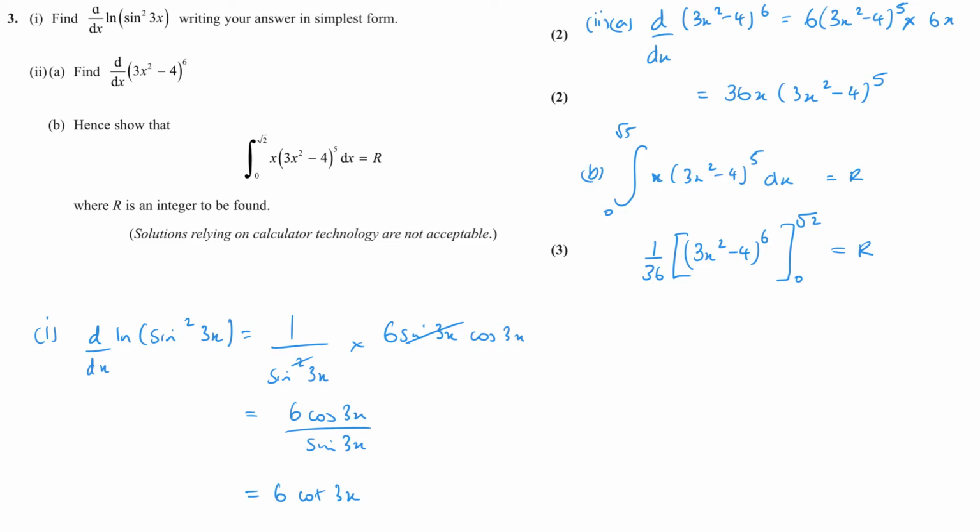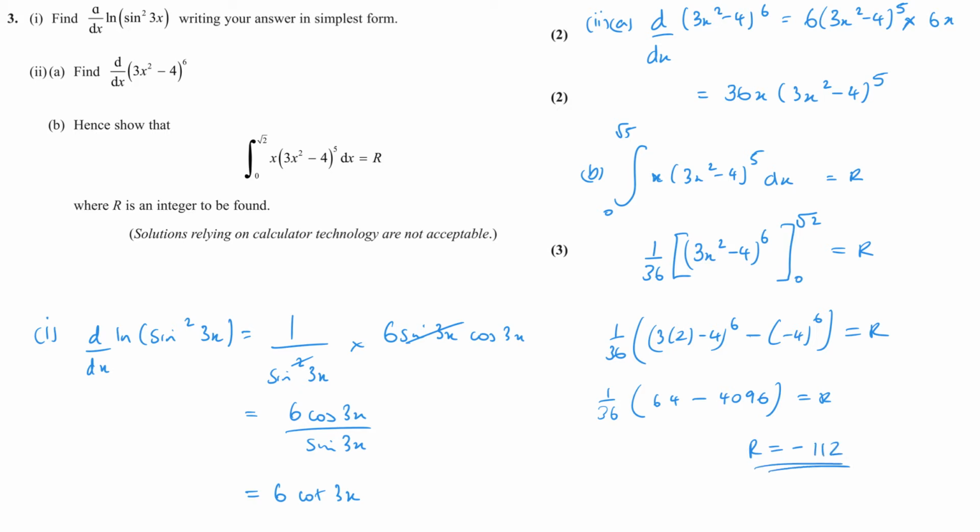And then it's just a matter of substituting in. So 1 over 36 can stay outside. 3 times now x squared, so root 2 squared is 2. So it's just 2 there, minus 4 to the power 6, minus, and then this is just minus 4 to the power 6. And that equals r. So 64 minus 4096. So r equals negative 112. Okay, and that's all there is to it. Now this, of course, you can check in your calculator. It gives you a numerical answer. So put that into your calculator and just double check that this is the correct answer before you move on.